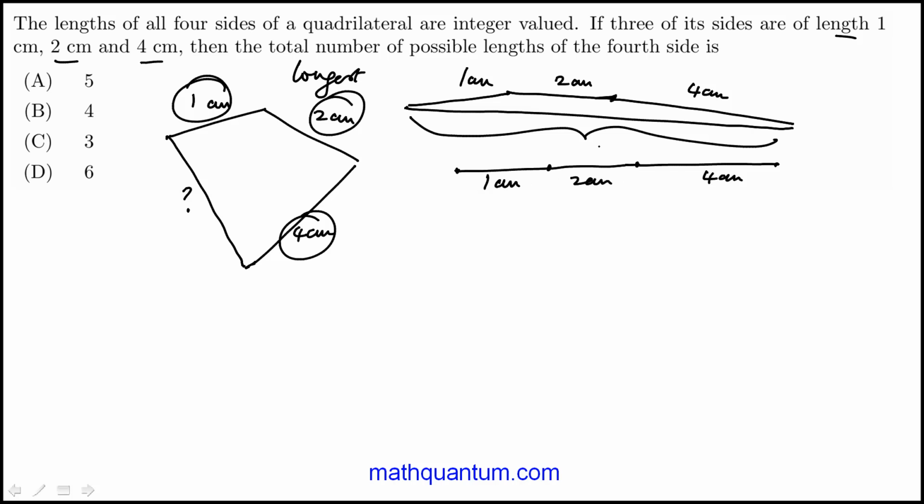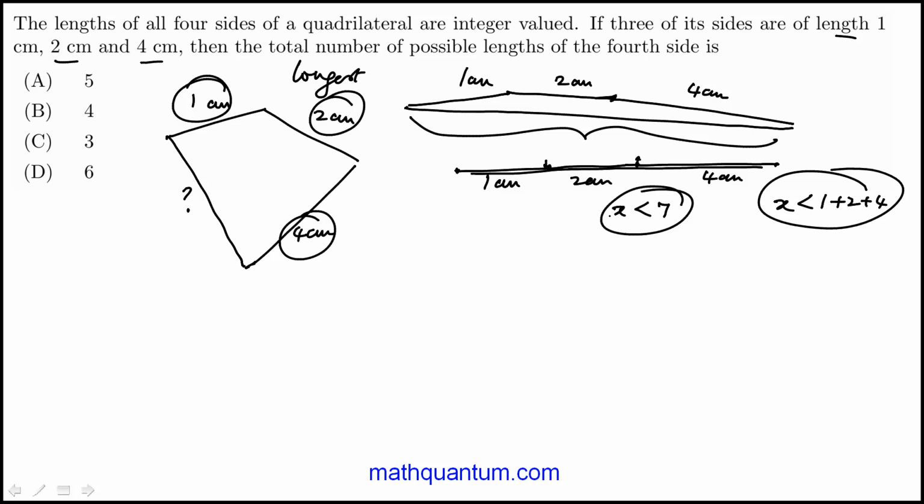So we know that the third side, let me just call that x, has to be less than 1 plus 2 plus 4. You can imagine just lifting it up a tiny bit, and then connecting. So it would be kind of the sliver of a quadrilateral. But in that extreme, we know that the fourth side has to be less than 7. And we'll use the same logic to figure out what's the shortest I could make.